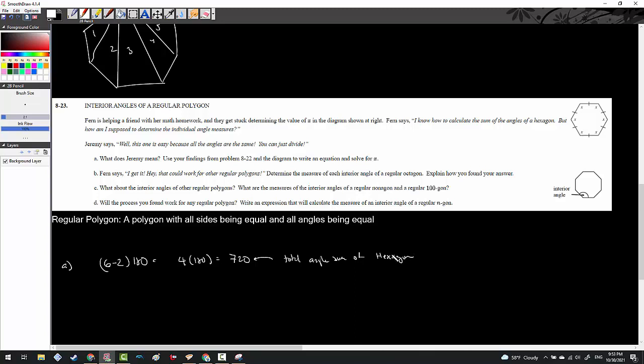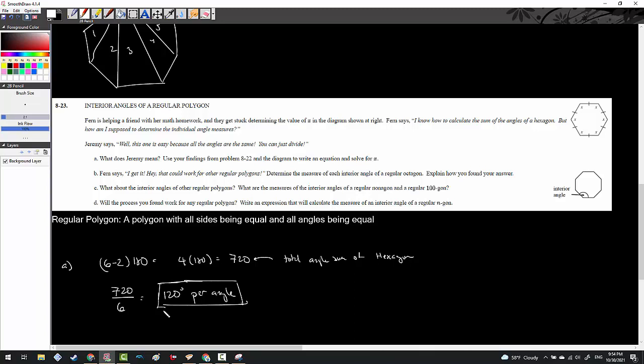But I don't want all the angles in the hexagon. I want only one of them. So I'm going to take the 720 and divide by the number of angles in the hexagon, which is 6. All right, so what is 720 divided by 6? That's going to be, I believe, 120 degrees. So 120 degrees per angle. Keep that in mind. That's going to be per angle.